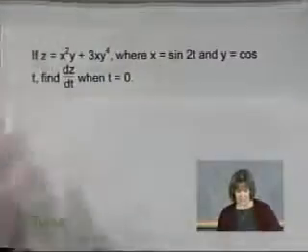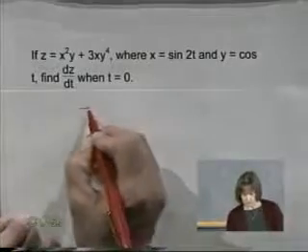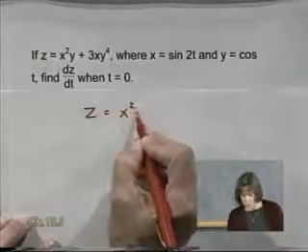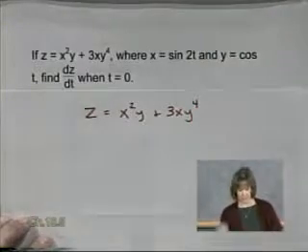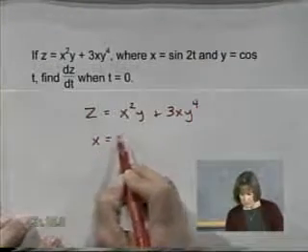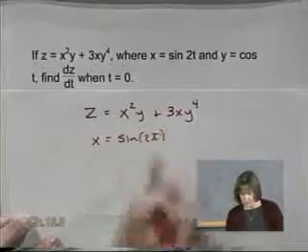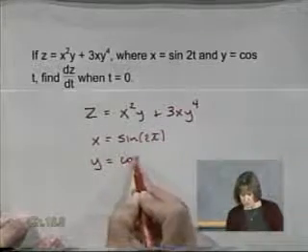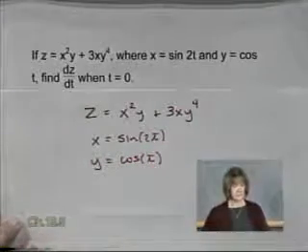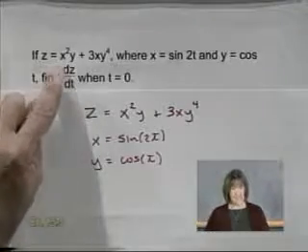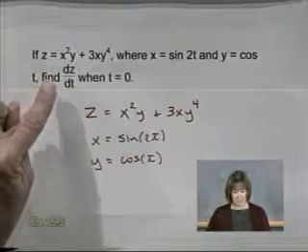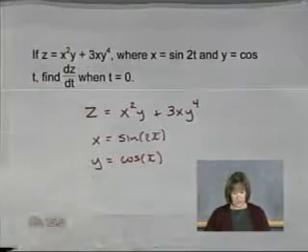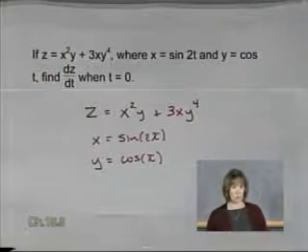Let's say that z is equal to x squared y plus 3xy to the fourth, and we're told that x is equal to sine of 2t and y is equal to cosine of t. All right, and they want me to figure out dz/dt. Now notice they didn't write it as a partial, they wrote it as dz/dt, because in reality, we could do this problem if you went back to your old Calc 1 days.